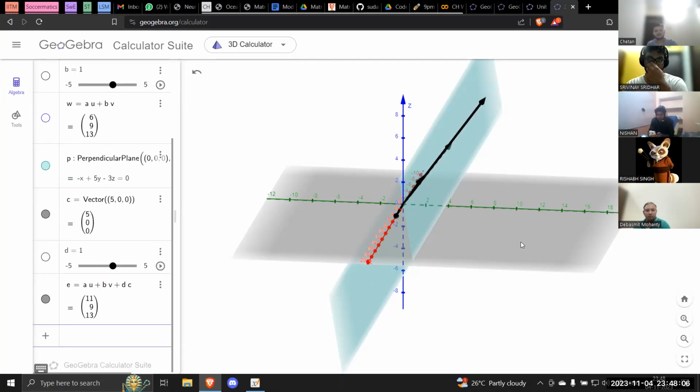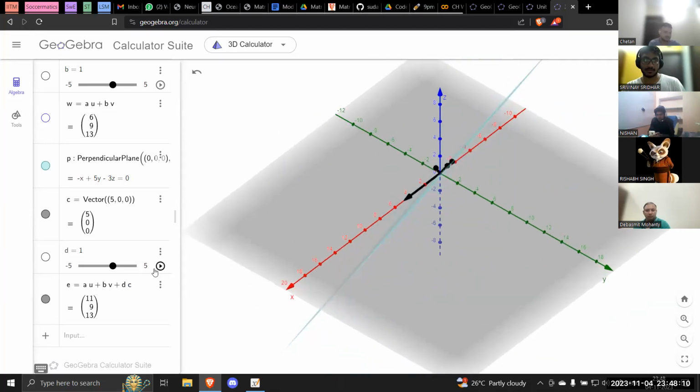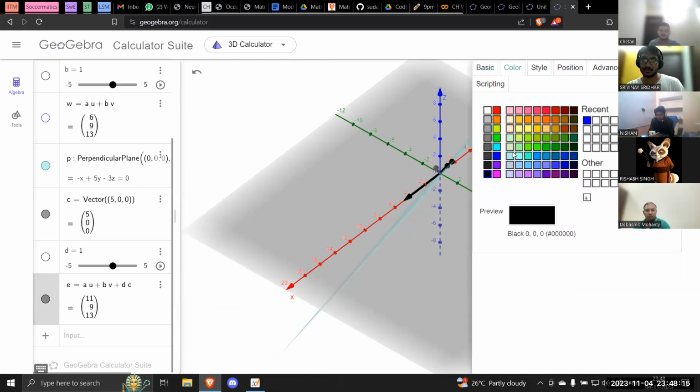Perfect. Now, can you just turn on the trace for the resultant and change the color of it so that we can visualize it better? Any color, any color.